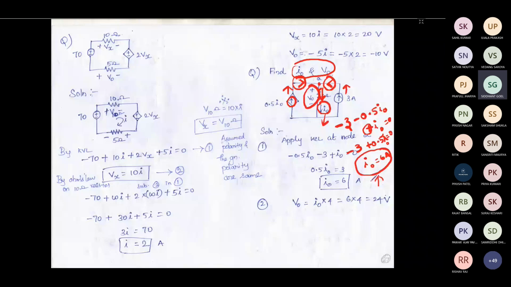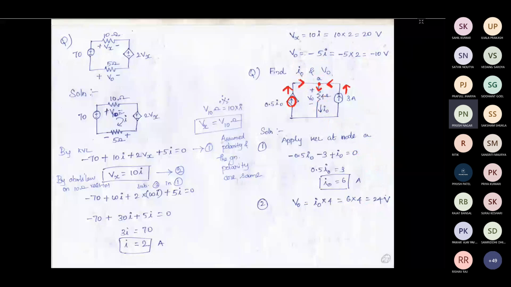Here I have applied KCL because we have a current source, and since the current magnitudes are given, it is easy to apply KCL at this node and you can find the voltage. So it is easy. That's why I have applied KCL. Entering current I have considered as negative, and leaving current I have considered as positive. That is the only thing.